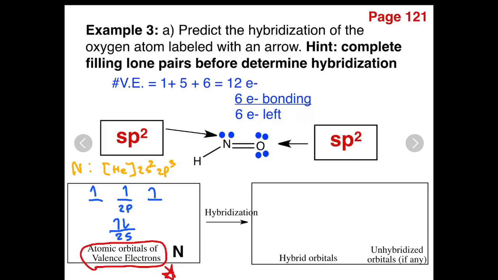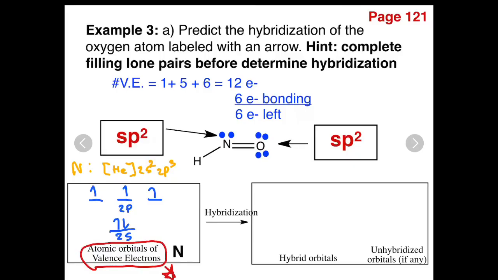Now we are going to hybridize, right? We are going to mix them. If we are mixing them, how many do we need to mix? What are we going to combine? That's when you look at what type of hybridization this nitrogen makes. According to our determination earlier, this nitrogen has sp2 hybridization. Therefore, when we draw the hybrid orbitals, it needs to match sp2.